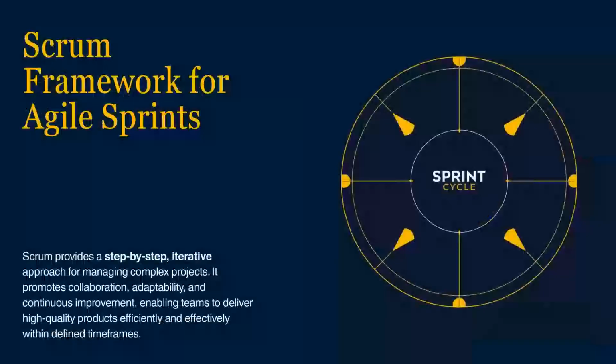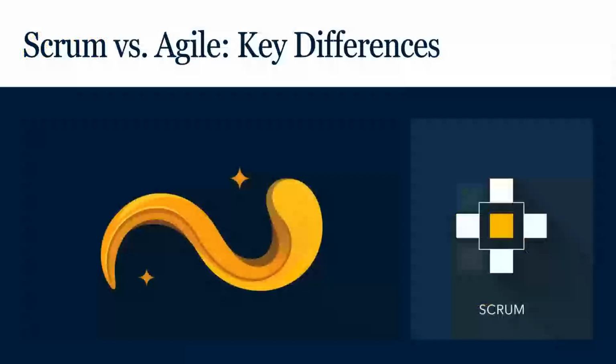Scrum is a framework used to implement Agile in practice. It provides a structured way to manage work by breaking it into small, manageable cycles called sprints, usually 2 weeks long. Think of Scrum as the rulebook. It tells the team who does what, when meetings happen, and how work gets done, all in a simple, repeatable way.